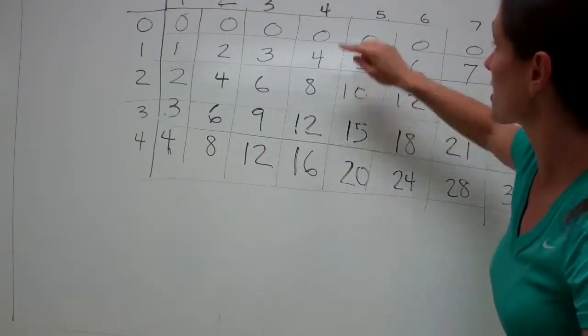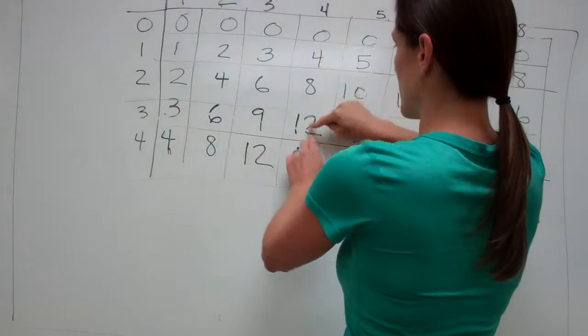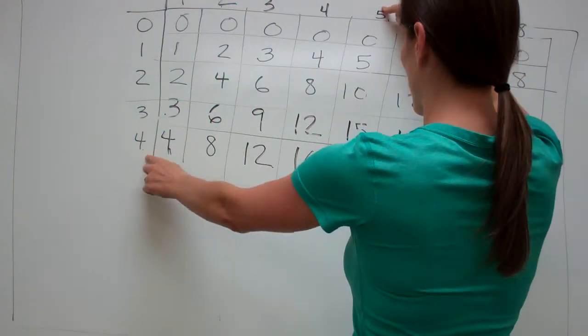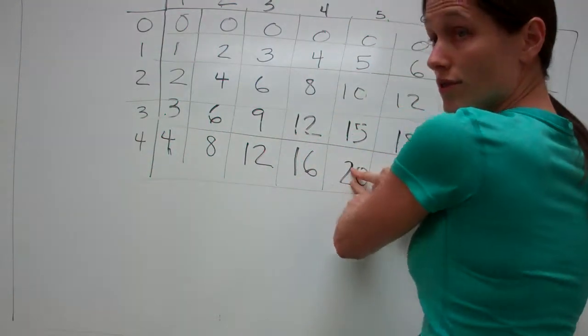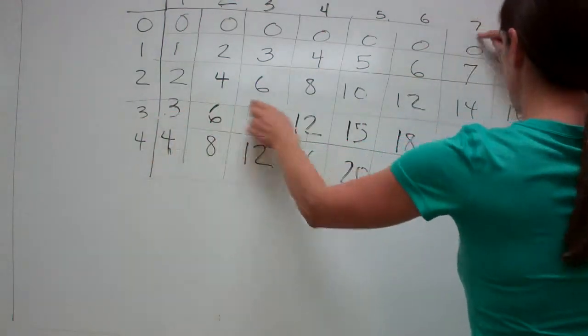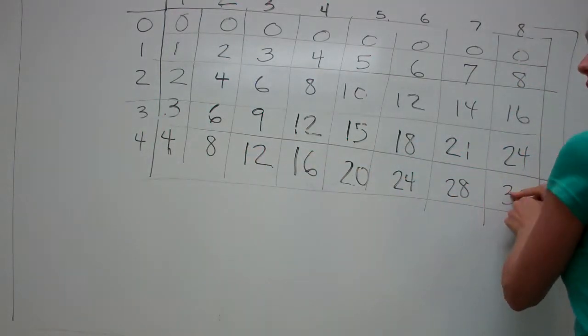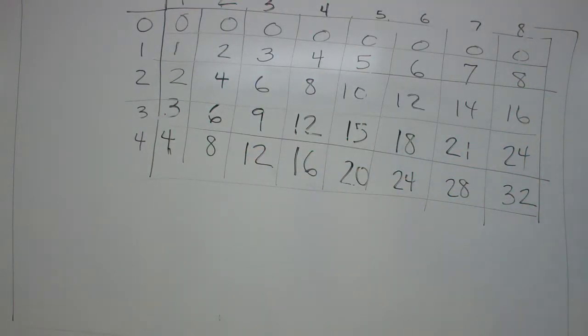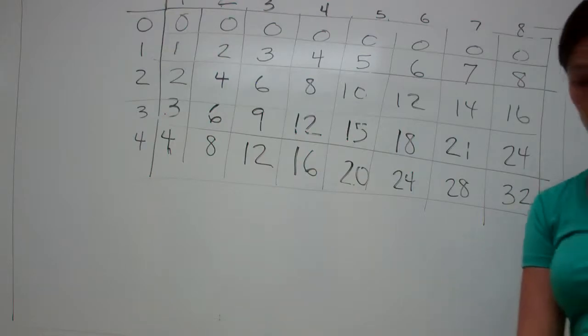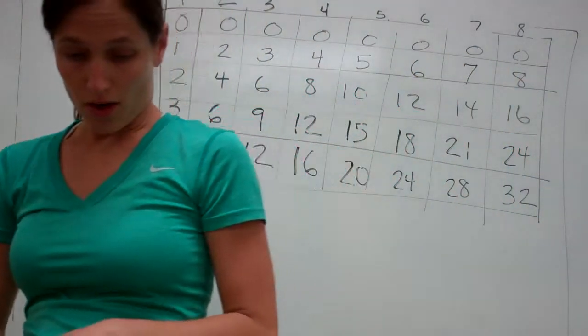Okay, so now watch this. 4 times 3 is 12. 5 times 4 is 20. 7 times 3 is 21. 8 times 4 is 32. Isn't that cool? Have you done that before? And it's really easy. I can just go back and look at it.